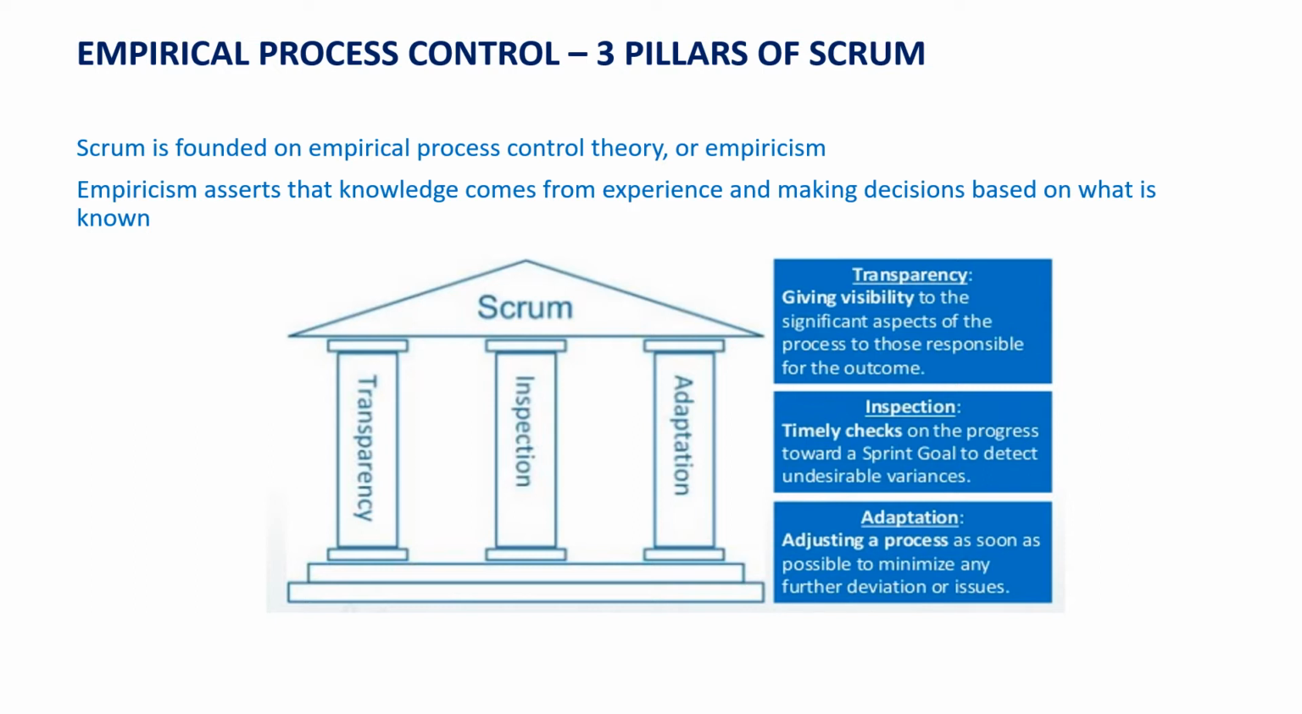Transparency gives visibility of the significant aspects of the process to those responsible for the outcomes. Inspection is timely checks on the progress towards the sprint goal to detect undesired variances. We will discuss more in detail about the sprint goals. Adaptation is adapting a process as soon as possible to minimize any further deviations or issues. So these are the three pillars of Scrum.